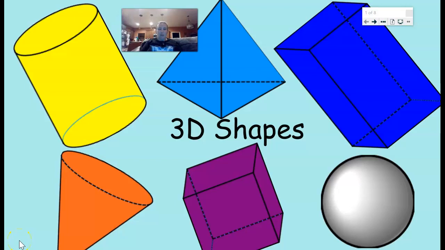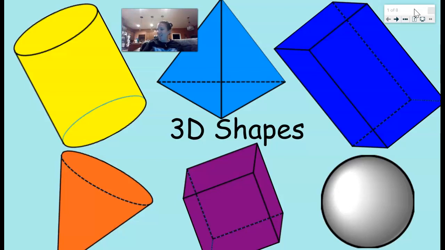Hey boys and girls, we're going to review and talk about some 3D shapes that you probably saw in kindergarten. And today your independent practice is going to have you use those 3D shapes to make new shapes. But I wanted to review them with you so that you knew what the shapes were that you were putting together. So first of all, 3D shapes are fat, not flat.